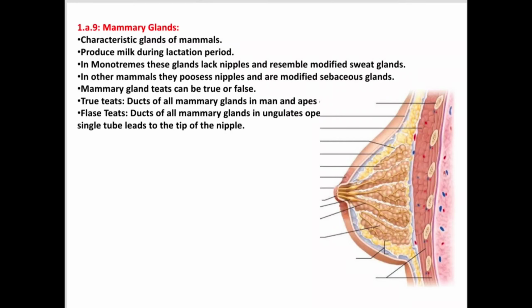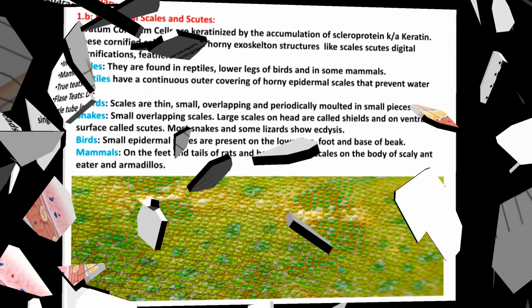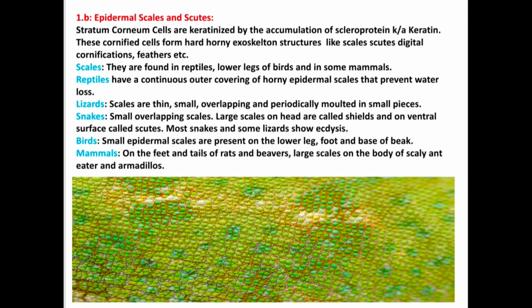These were the major types of epidermal glands. Now we will discuss epidermal scales and scutes. As you all know, all the hard horny structures develop by the accumulation of a protein known as keratin. The keratinized or cornified stratum corneum, the accumulation of keratin in that, leads to the production of hard exoskeletal structures. All stratum corneum cells are cornified and they form hard, horny exoskeletal structures like scales, beak, horns, claws, nails, hoofs, feathers, hair, etc.